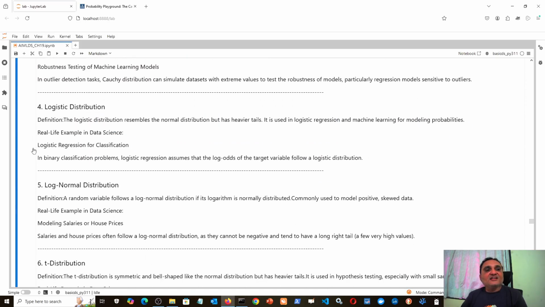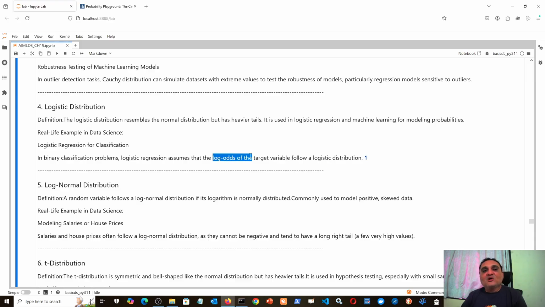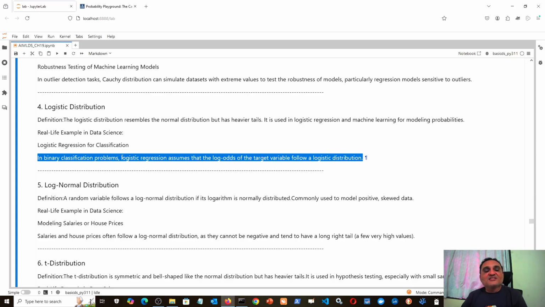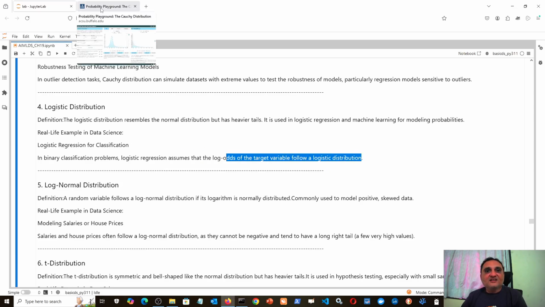And what is its real life example? This is a very popular example with which we start our discussion of classification. Just like we start our regression discussion with OLS, ordinary least squares regression, we start our discussion of classification with logistic regression. In a binary classification problem, logistic regression assumes that the log of odds of the target variable follows a logistic distribution. Now don't worry about this sentence, because you have to learn binary classification using logistic regression in much more detail. We will see at that time that the log odds of the target variable follow the logistic distribution.